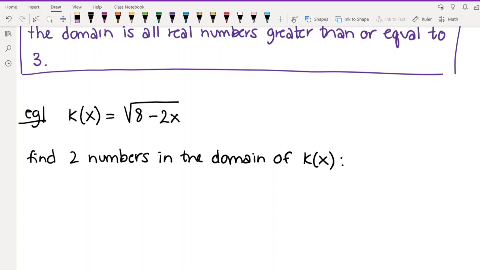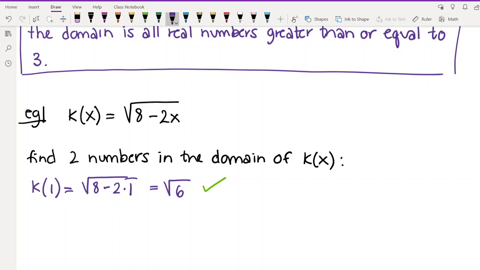So what would be an example of a number we could plug in that would guarantee that 2x would be smaller than 8? Well, we could plug in 1, right? If we plug in 1, we would get the square root of 8 minus 2 times 1. That's equal to the square root of 6, and that is just fine. The square root of a positive number is okay.